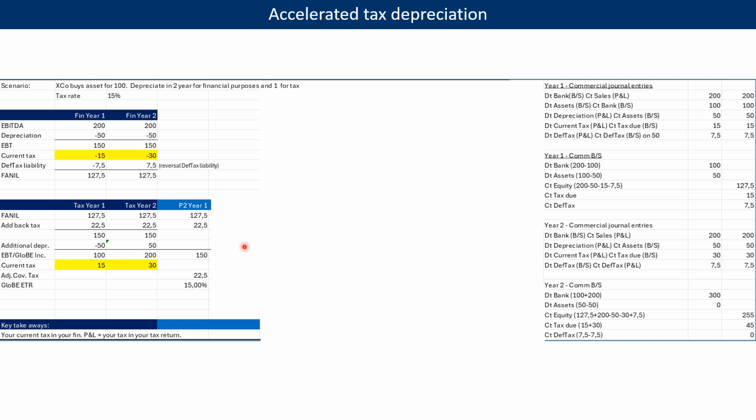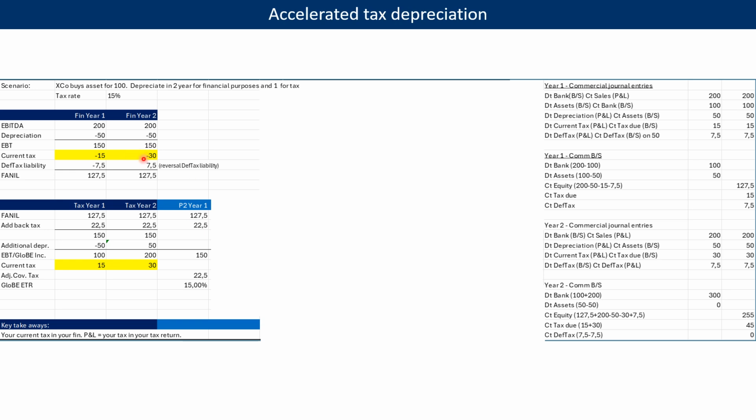Now we'll just start again for convenience sake at the EBT, which is 150, equal to our final plus the add back of the tax. We have an additional depreciation in the financial year, which we don't have in the tax year. So we need to add 50 to our EBT to come into a profit before tax for tax purposes of 200, and we will pay 15% tax on that, so that is 30. So we put the minus 30 into our current tax, but do we need to pay the full minus 30?